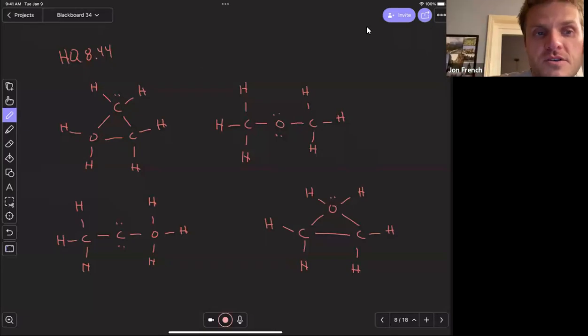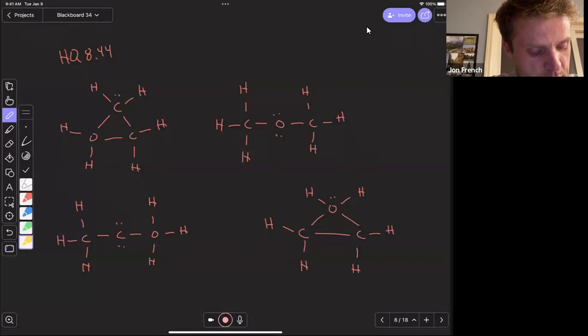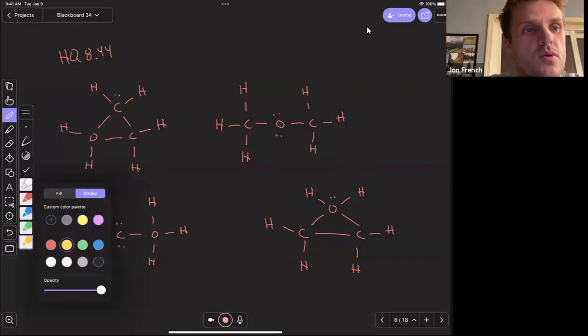So for homework question 44 for module 8, they give us these 4 Lewis structures and ask us to select the best Lewis structure for the atoms from the selection below. We can cancel out a few of these pretty quickly because, right, there are 2 things we want to work through. Number 1, does anything violate the octet rule?